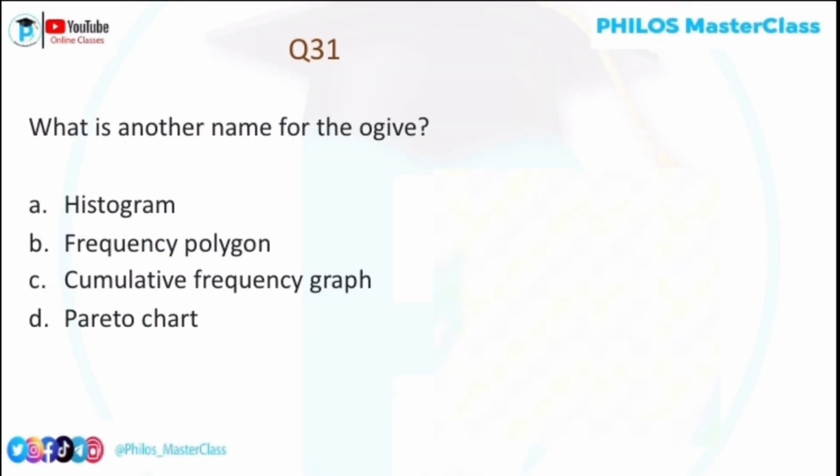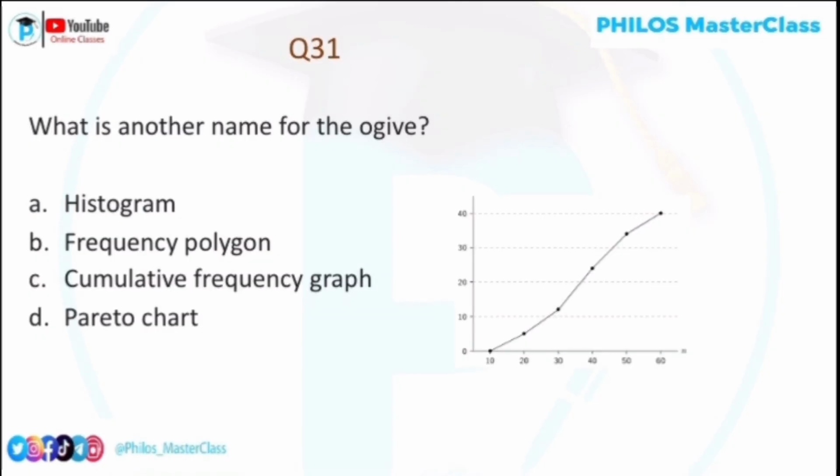This question says, what is another name for the ogive? Look at this. This is how the ogive curve looks like. And another name for it is cumulative frequency graph. So let's proceed to the next question.